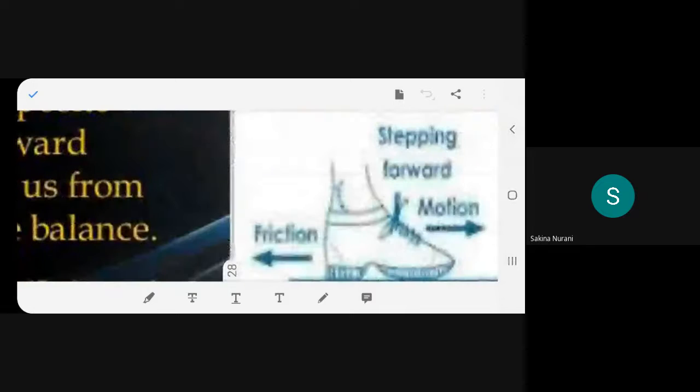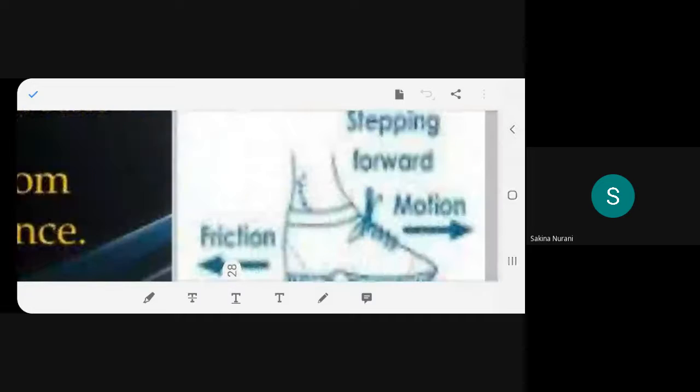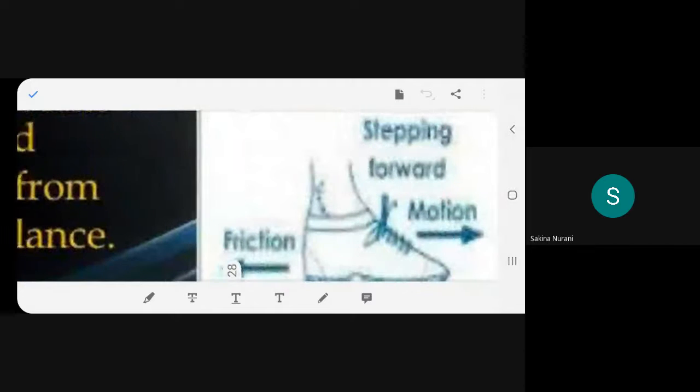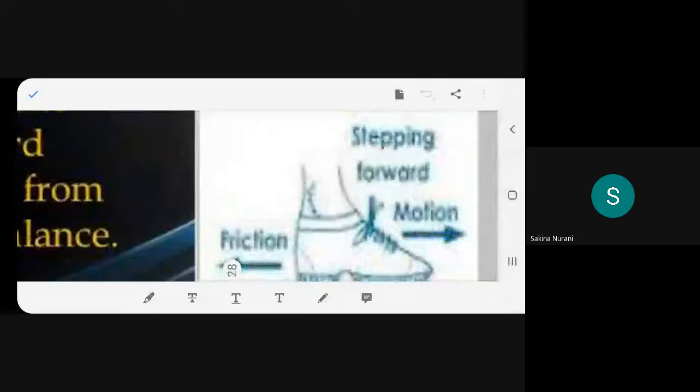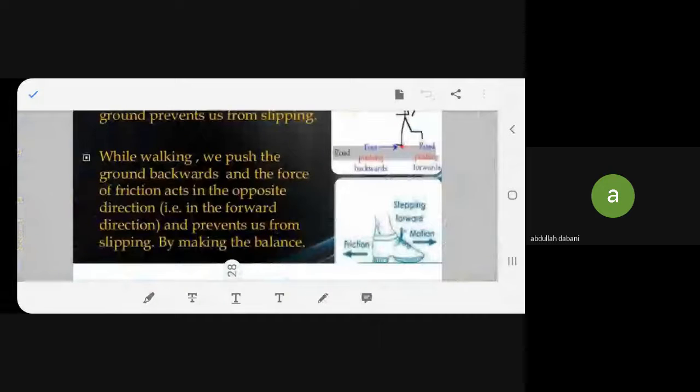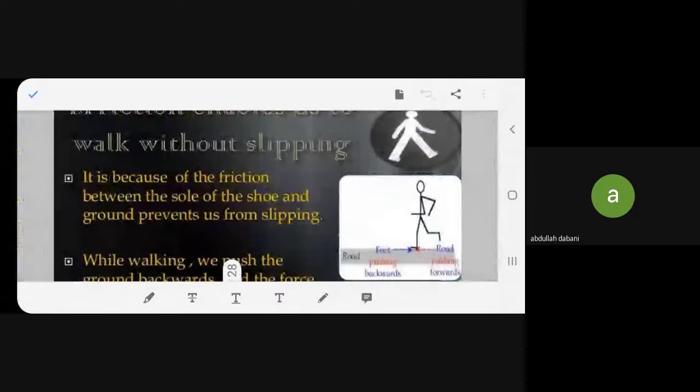Similarly, this is a shoe. You are moving forward, that is the motion, but the friction is always in the opposite direction, which is keeping the balance and you don't fall. Any problem, beta? No. Girls, any problem? No, ma'am.